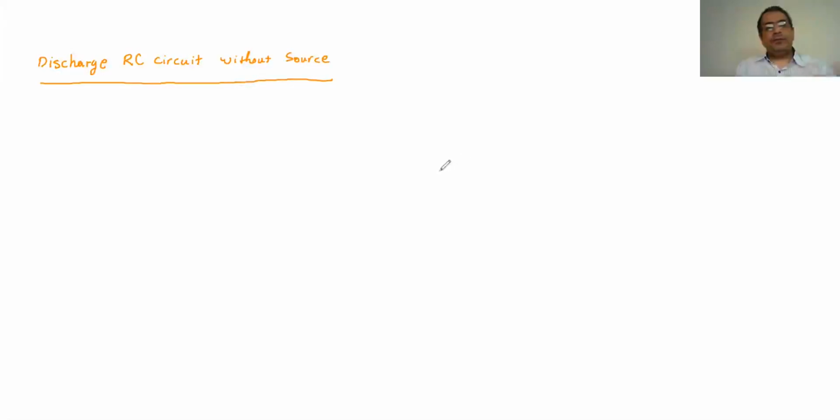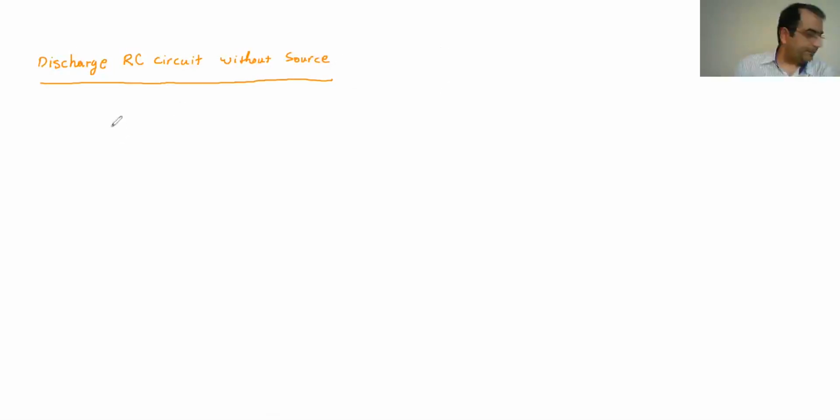Okay, the very first condition I want to talk about is that we assume we have an RC circuit made of a resistance and a capacitor, and then assume that the circuit is fully charged, and I want to see how it is going to get discharged. So how is it going to work?